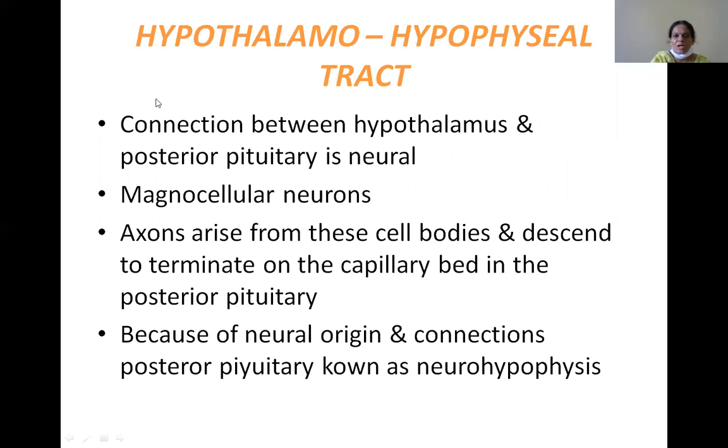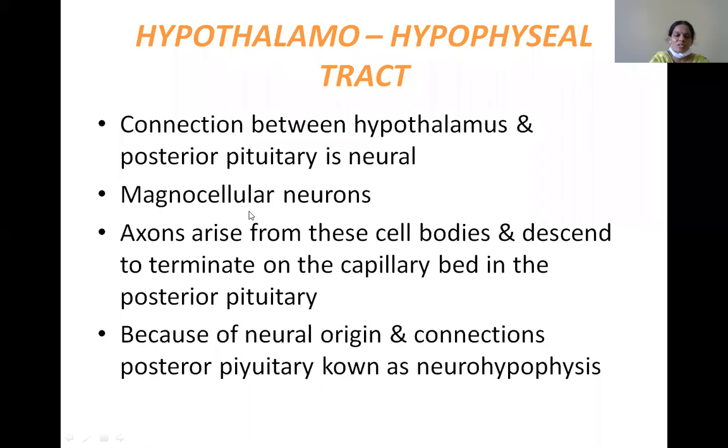The other one is the hypothalamo-hypophyseal tract. This is the connection of the hypothalamus with the posterior pituitary. The connection between the hypothalamus and the posterior pituitary is neural. And what are the hormones being synthesized here? One is ADH, the other, as I already told you, is oxytocin.